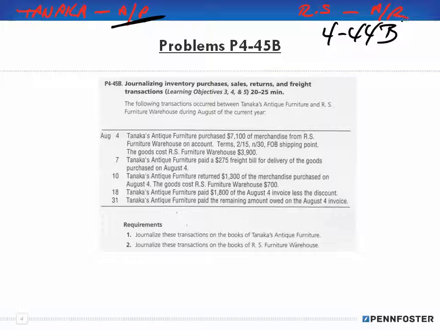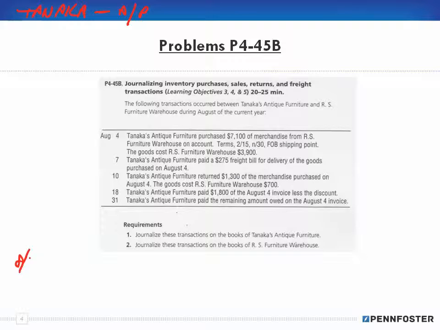For RS, that's an accounts receivable, and that was the same perspective as in 44. So I'm going to just work on Tanaka's side in order to save a little bit of time. On August 4th here, let me erase a little bit. And of course, if you don't understand RS's side, and you've watched the 4-44 videos and you still don't understand, then feel free to contact an instructor. But I find it's just going to be redundant for me to work from that perspective.